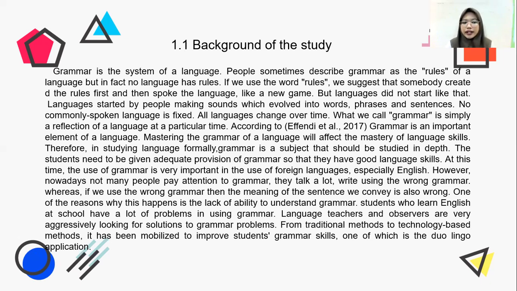No commonly spoken language is fixed. All languages change over time. What we call grammar is simply a reflection of language at a particular time. According to Effendi et al. 2017, grammar is an important element of language. Mastering the grammar of language will affect the mastery of language skills. Therefore, in studying language formally, grammar is a subject that should be studied in depth. The students need to be given adequate provision of grammar so that they have good language skills.